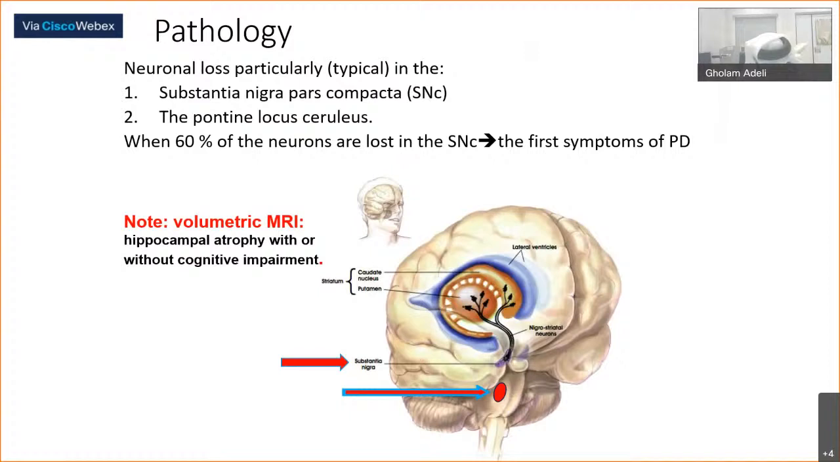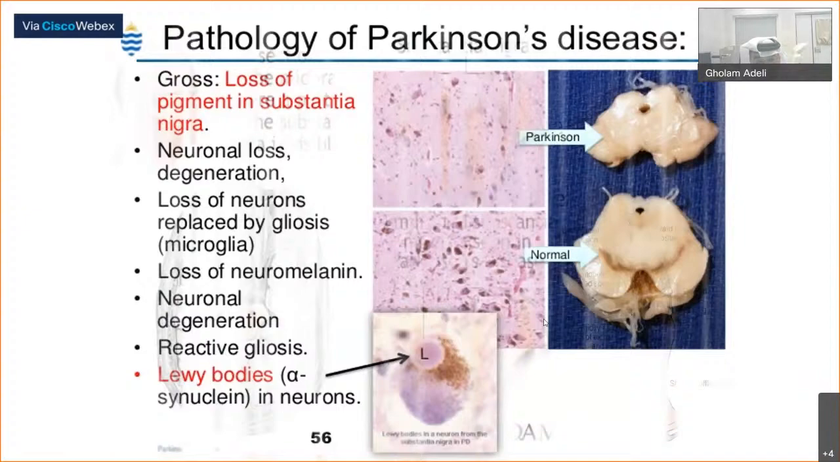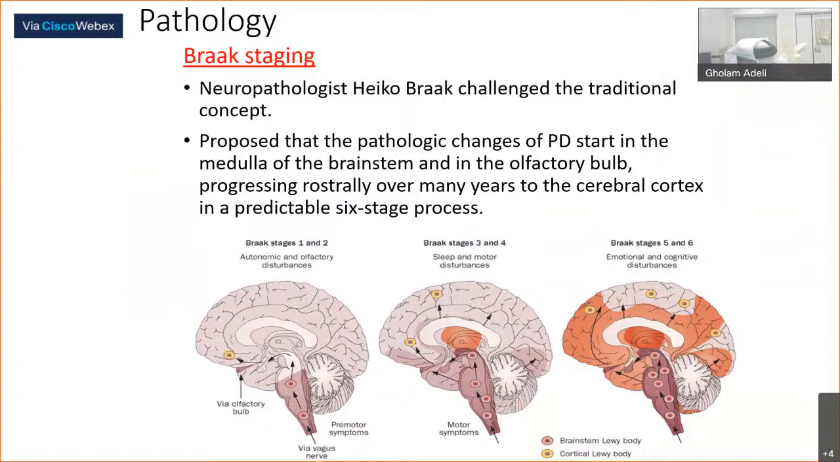This is another explanatory slide. It shows you the substantia nigra, how it looks in patients with Parkinson's disease. These are the amyloid pathologies, we'll just skip them. Then a neurologist called Heiko Braak challenged the traditional concept, and he said no, the pathology starts at the medulla and in the olfactory bulb and then proceeds upward.